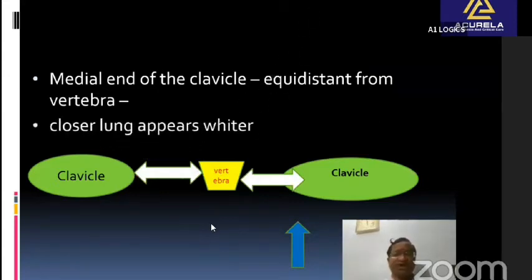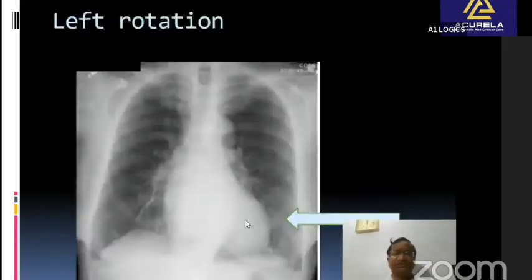Now we can see this is the left rotation. The left lung looks a little wider. You can see it's a left rotation.